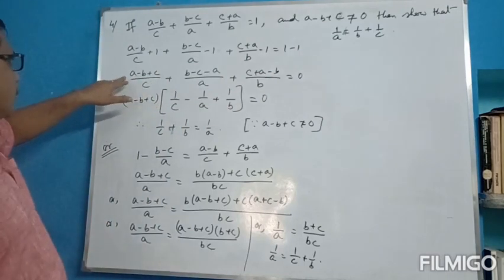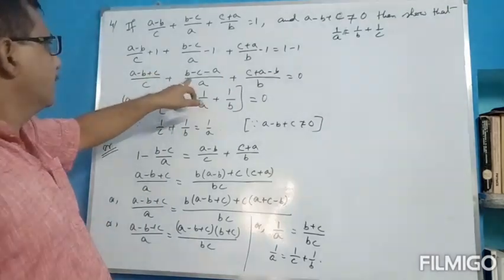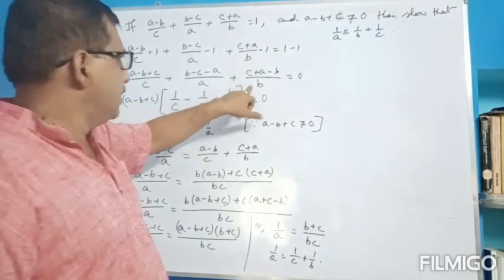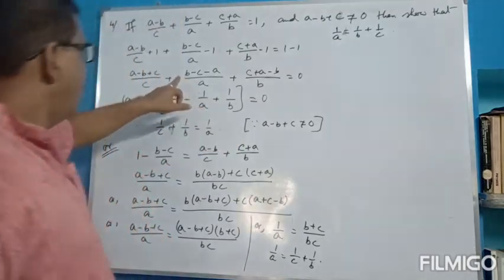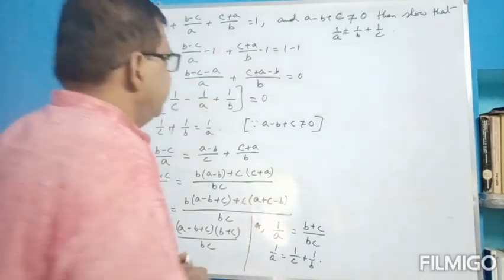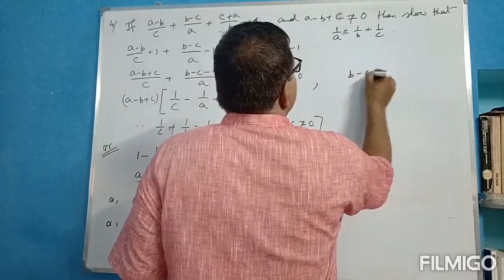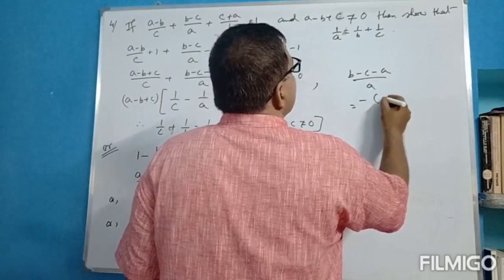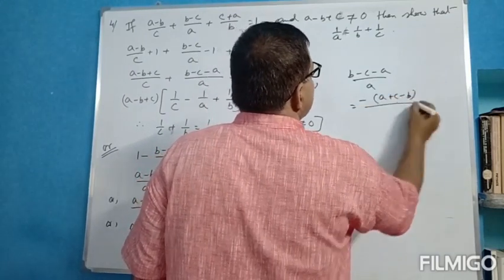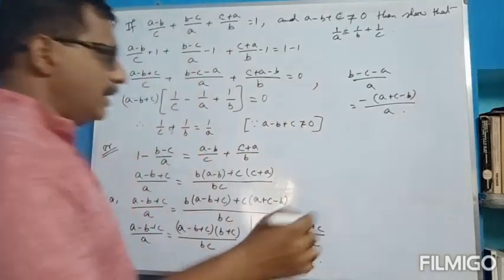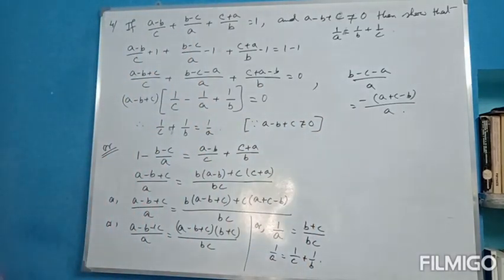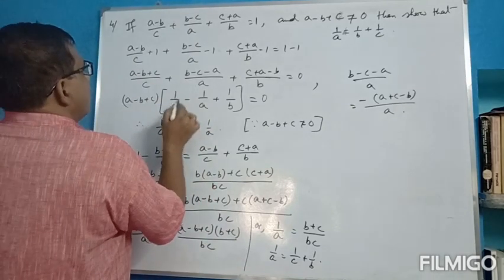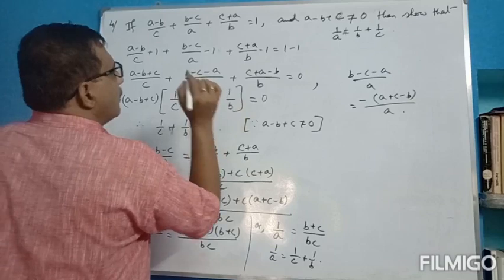So the LCM is c, so (a minus b plus c) by c, (b minus c minus a) by a, and for the third term the LCM is b, (c plus a minus b) by b. Now if we take minus common from the second numerator, we get b minus c minus a by a becomes minus (a plus c minus b) by a. So a plus c minus b, or a minus b plus c, is common to all three terms. If we take a minus b plus c common, then we get 1 by c minus 1 by a plus 1 by b is equal to 0.